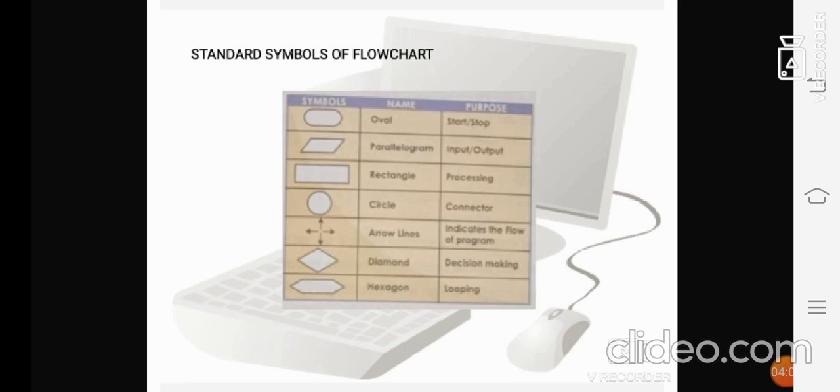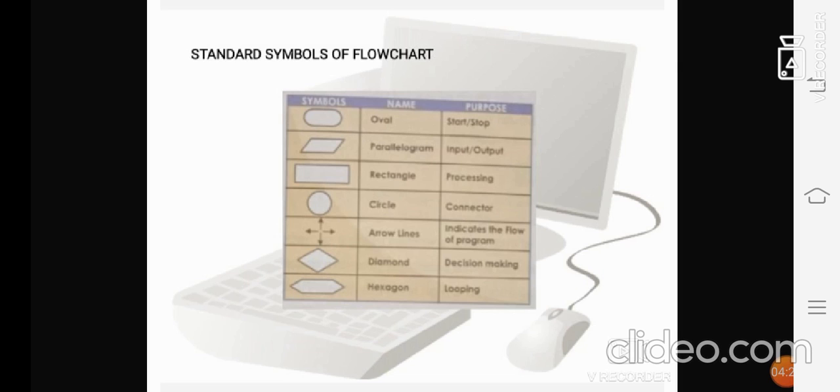Fourth symbol is circle. It represents a connector. And the fifth symbol is arrow lines. It indicates the flow of program. And the sixth one, diamond, decision making. And the last one, hexagon. This represents looping. So these are the standard symbols that we need to know in the flowchart.